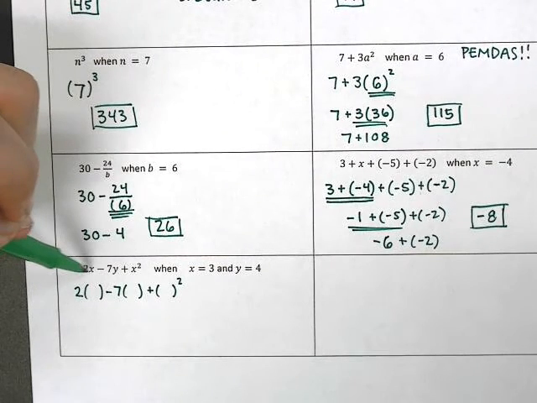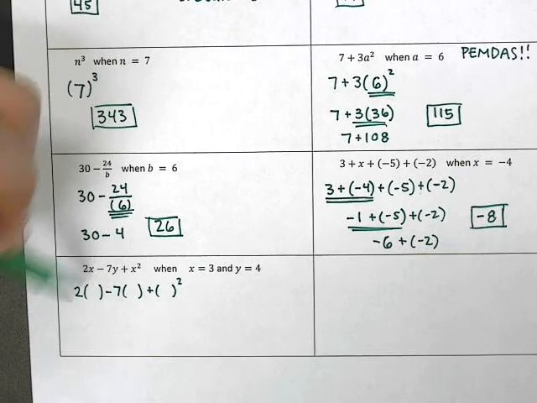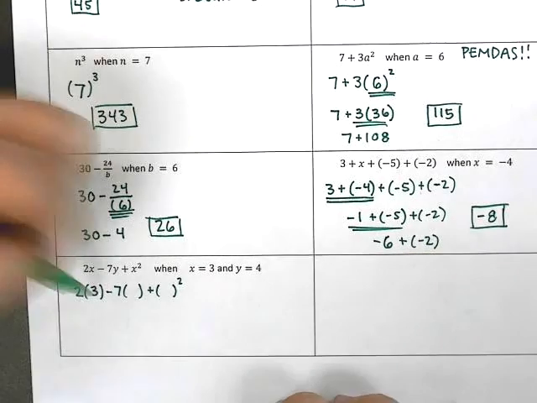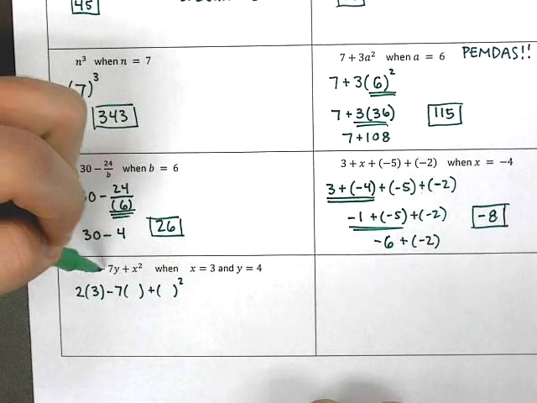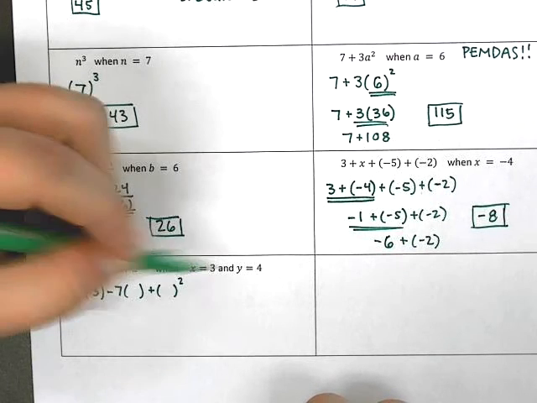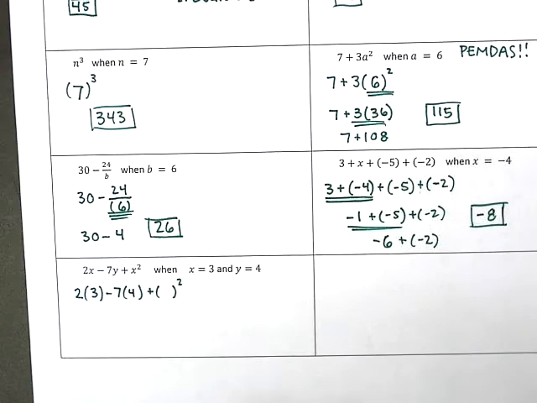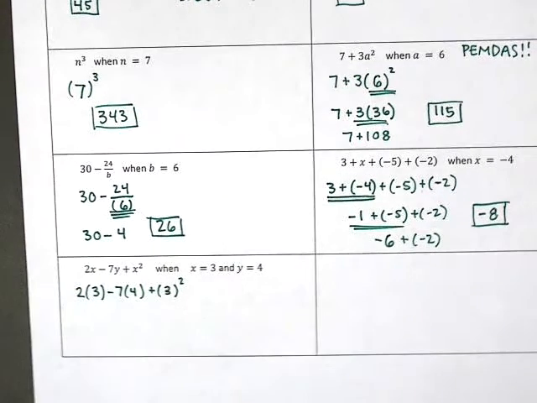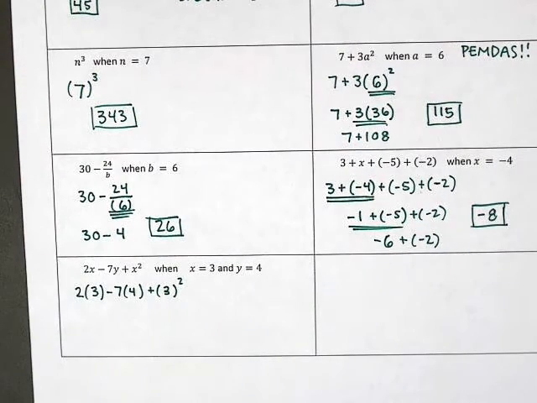Because if this 2 is being multiplied by x, well then I need to multiply this 2 by my x value, which is 3. Then minus 7y. Well, I need to plug y in, right here, and I know y is 4, so I'm going to put 4 there. And then here was another x, so that's why I'm going to put a 3 in that set of parentheses.